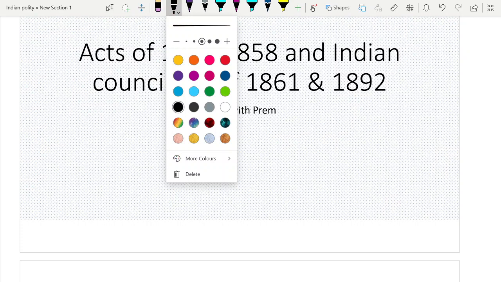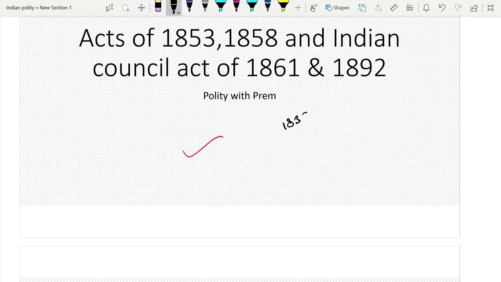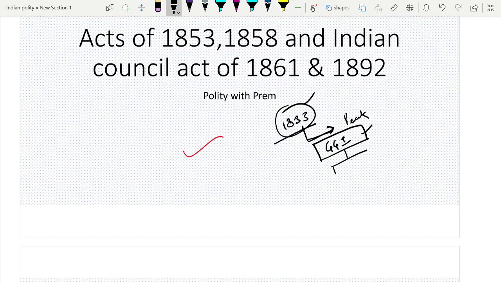Okay. So in this series, in the last lecture, we have discussed the Act of 1833. So in this lecture, I will give you a recap of this act. It was the peak of the centralization, and the head of the Indian affairs was the Governor General of India. That was William Bentinck. He was the first Governor General of India. Under him, a council of 3 members was there, and this was known as the Executive Council.